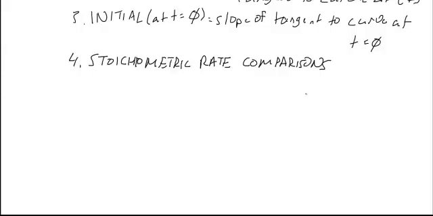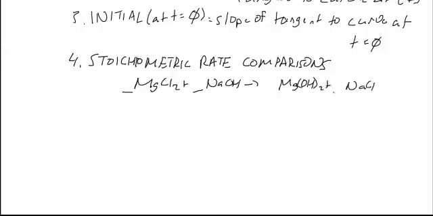So stoichiometric rate comparisons. I'm just going to again come up with an equation. We're going to say magnesium chloride reacts with sodium hydroxide. Put a couple lines for our coefficients. And these two things yield sodium chloride and magnesium hydroxide. Alright, so sodium chloride and magnesium hydroxide.